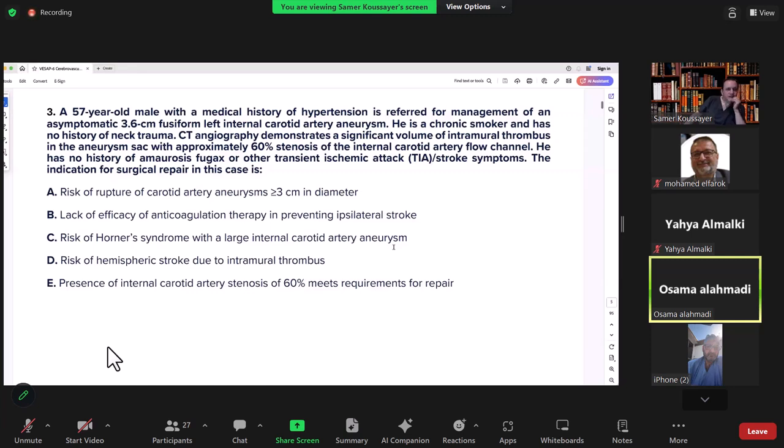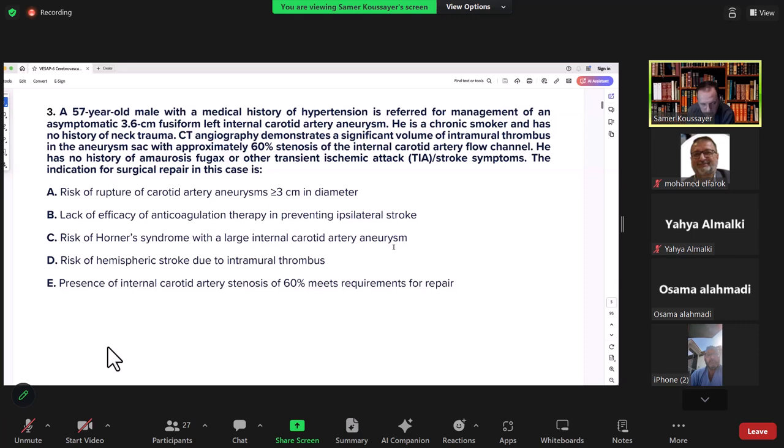D, risk of hemispheric stroke due to intramural thrombus. I think this is the right answer. We'll see the last one. E, presence of internal carotid artery stenosis of 60% meets requirements for repair. This is a wrong statement. So I think the answer will be D.